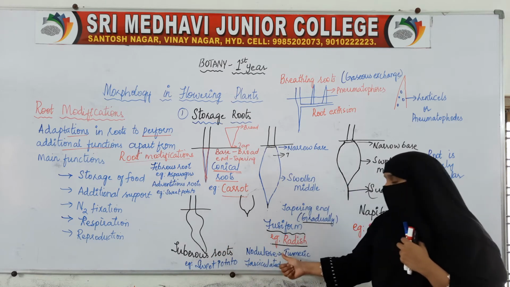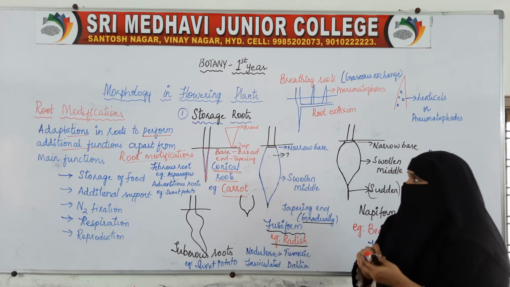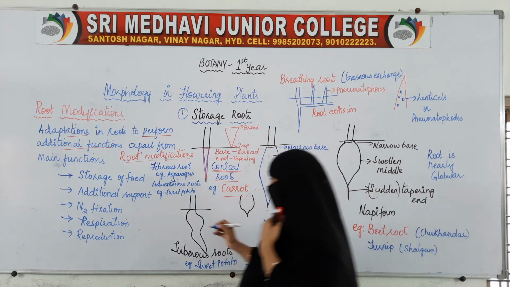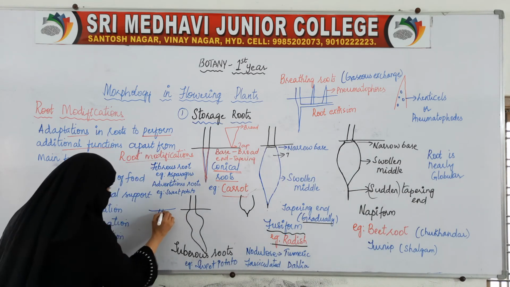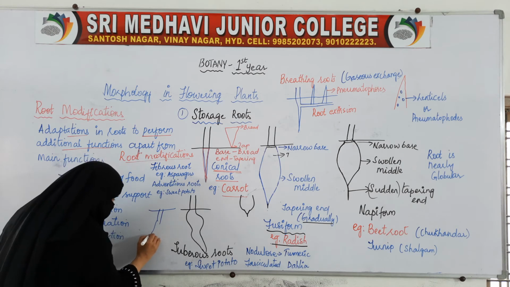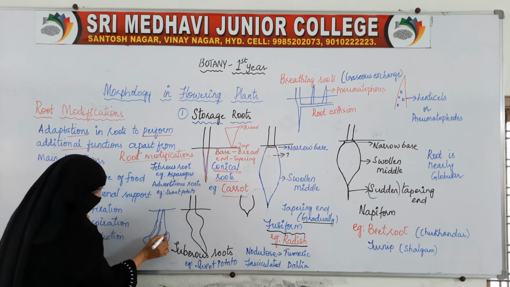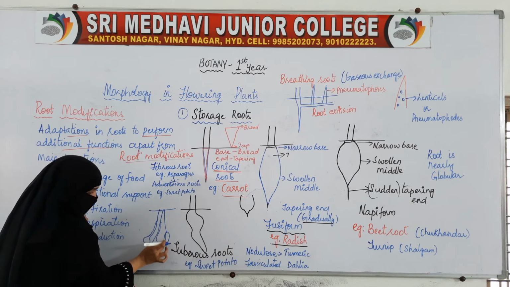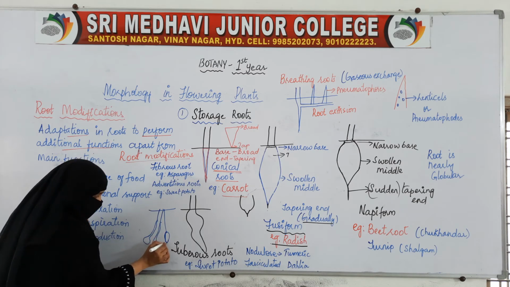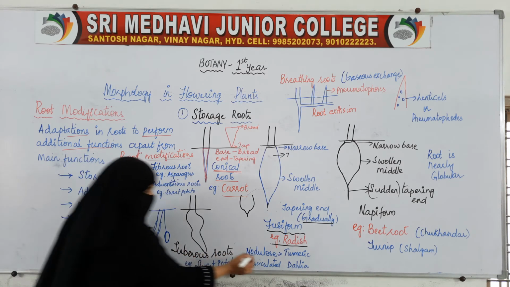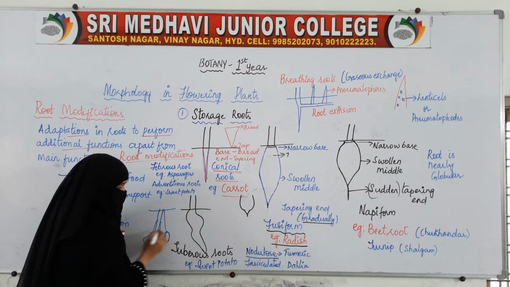Here, nodulose roots. Nodulose roots, for example, we see in turmeric. Here the roots will be swollen at the apex. This one is swollen, and this is the basal region of the root. So at the apex the roots will be swollen. Those are called nodulose roots, which we see in turmeric.